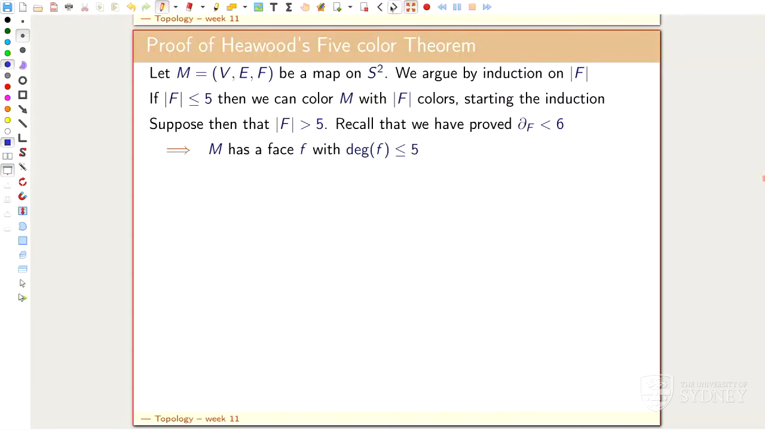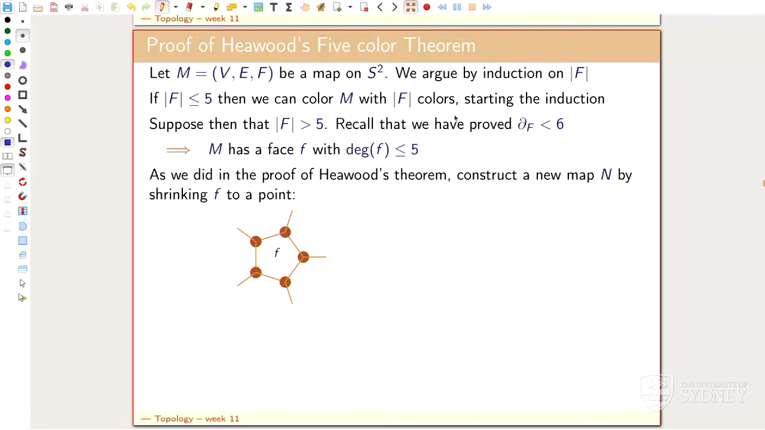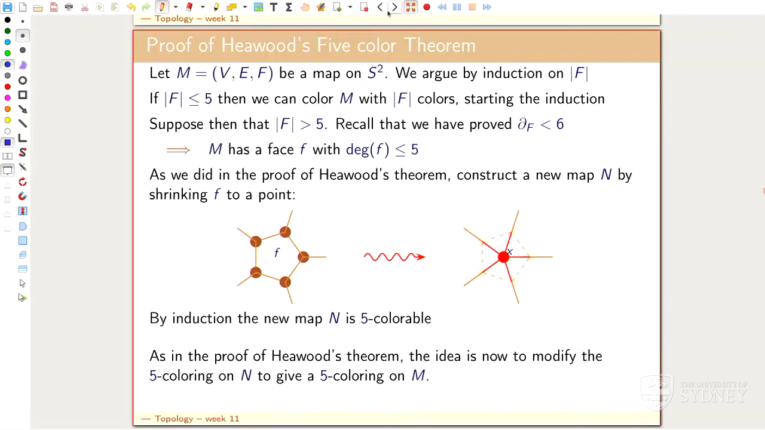And we obviously want to use that face. So essentially what we do is we have some polygon, and we know that it exists. It's some pentagon or something smaller, and you collapse it to a point, color inductively, and then blow up and see what happens. So we take this face, the pentagon, collapse it to a point, and then color whatever we get, and try to see what we can do for our original map. It's kind of the same idea that we had before. Construct a new map by collapsing the face F to a point.